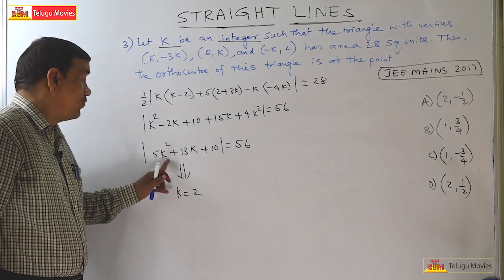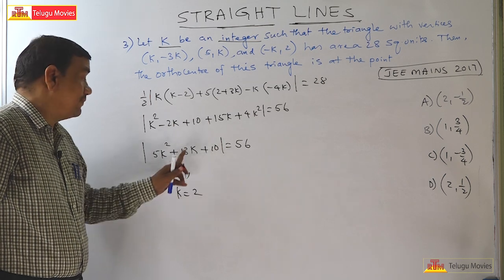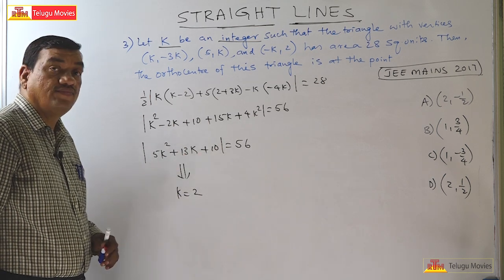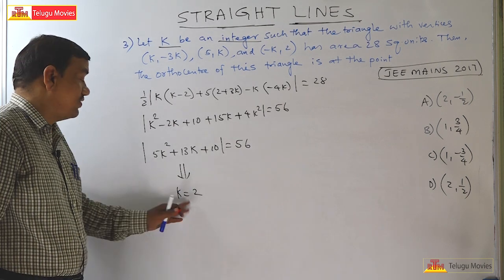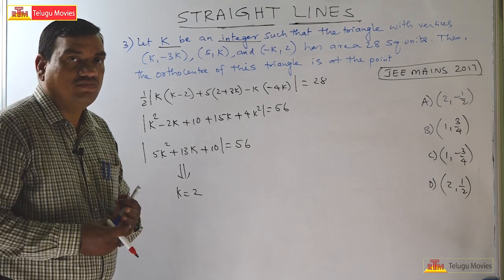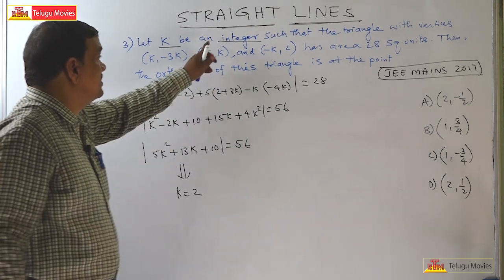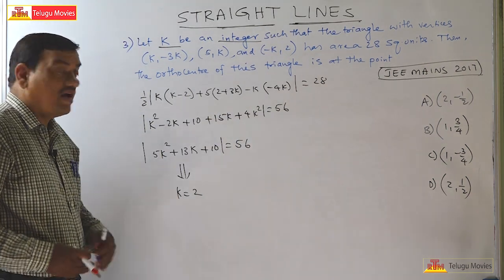2 square 4, 5 fours are 20, 20 plus 10, 30, 13 twos are 26. So 30 plus 26, 56 I got. So therefore k is equal to 2. So the remaining value will be a fraction, so that we can discard. Why? Because here k is an integer. Okay, so clearly I got the value of k.